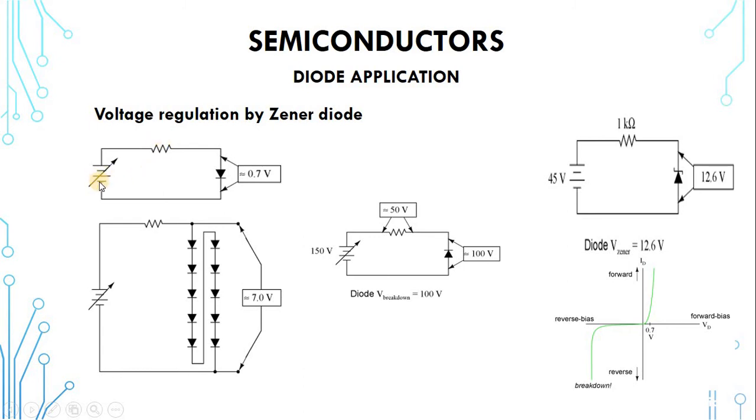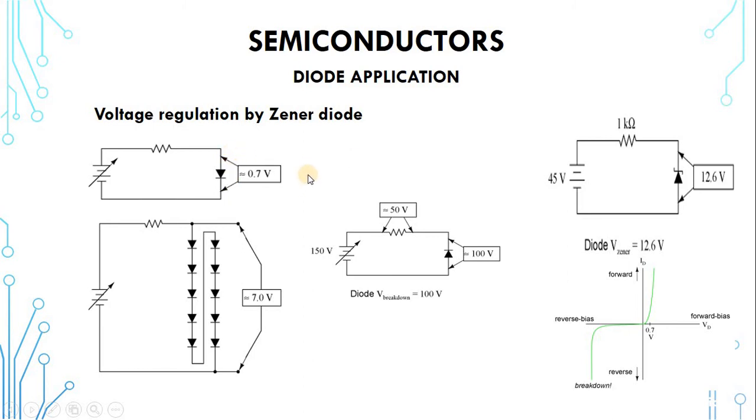Now, assuming you increase from 3 volts to, let's say, 10 volts, this will still be 0.7 volts, and then the remaining voltage will drop across here, which will be 9.3 volts. So you realize that by using the diode in this way, even though the input voltage is varying, there's a constant voltage across the diode.